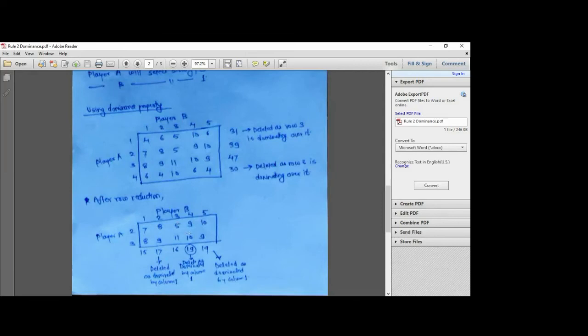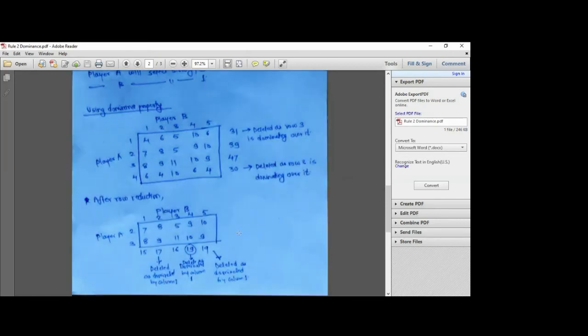Right, so now after 19, the next higher value is 17. Now this particular column is to be compared with column 1. So between 7 and 8, 8 is bigger, and between 8 and 9, 9 is bigger. There is complete dominance, and because of this dominance this particular column will get deleted, because it is having dominance over column 1.